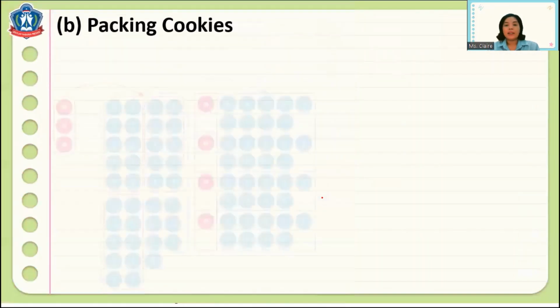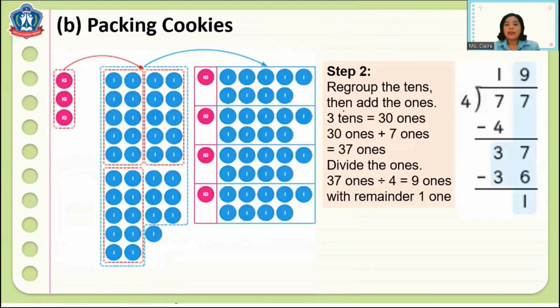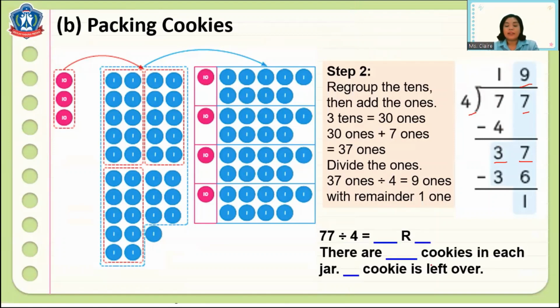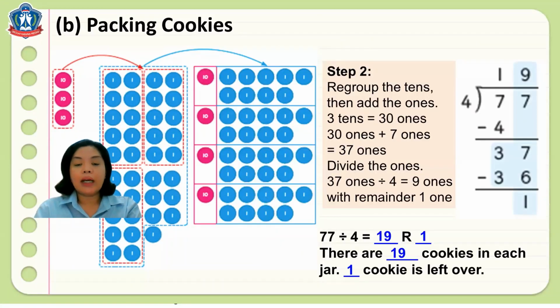Here. Next, let's regroup. Let's add the 3 tens to the 7 ones. 3 tens is 30 ones plus 7 ones is 37 ones. Divided by 4, we got 9. 9 times 4 is 36 and we have a remainder of 1. Therefore, 77 divided by 4 is 19, remainder 1. So there are 19 cookies in each jar and there is 1 cookie left over. So children, this is how to divide numbers by a 1-digit number. I will discuss more about this kind of lesson during our class.